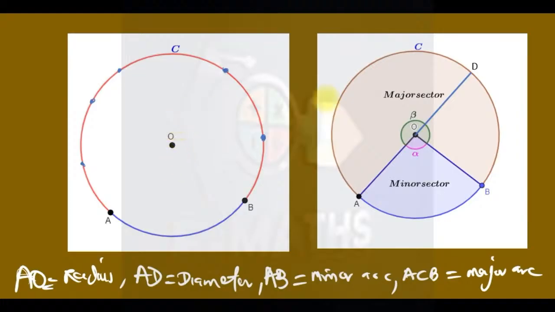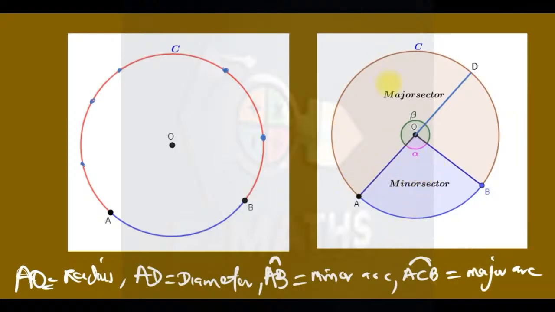So the one that contains, if you look at angle alpha and angle beta, this one is smaller than this, so this AB is our minor arc, and we normally represent it as AB with something on top like this. The major one has three letters, while the minor has two. That's how you know the major and minor arc.